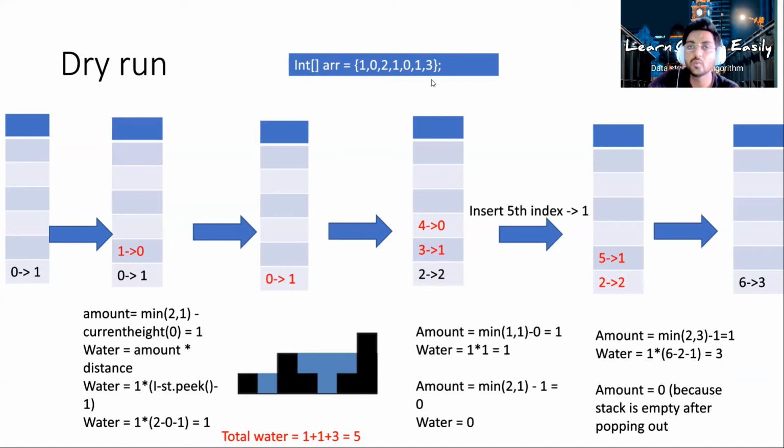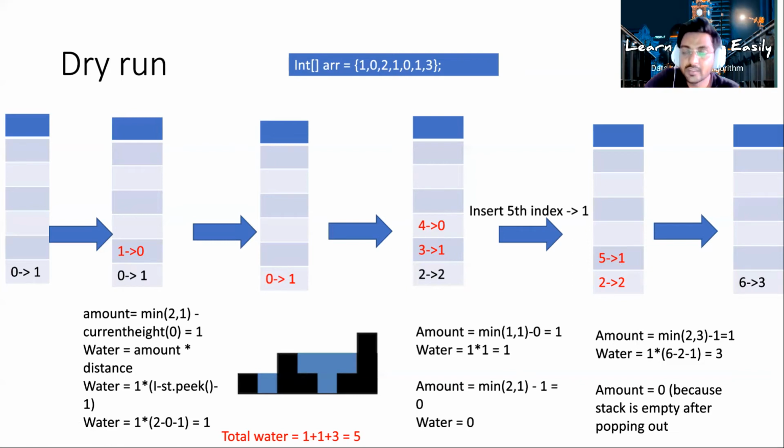Next we got 1. Now, since 1 is not smaller than 0, we will not insert. We need to pop the element. We will pop these two elements because this one is not smaller than these two. While popping out, again we will apply the formula, and you can see we are getting the minimum of 1 and 1, subtract the current height, which is 0. So we got 1. Water will be 1 multiplied by 1 because distance is also 1. So we got 1. Similarly, for this one, the amount of water will be 0.